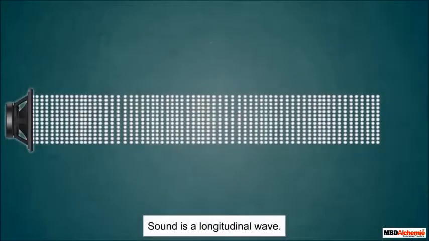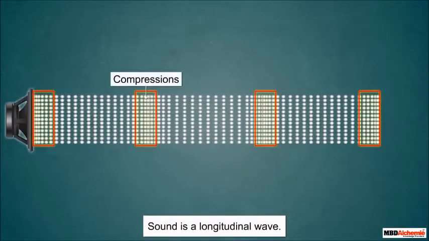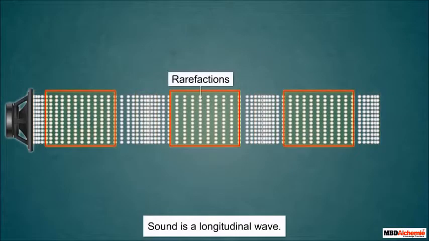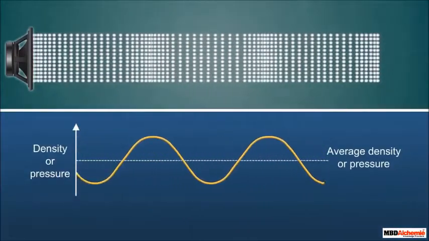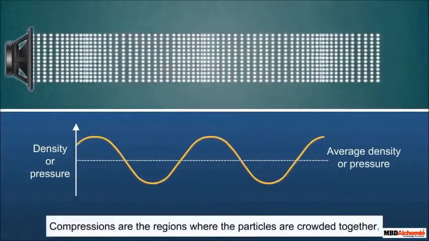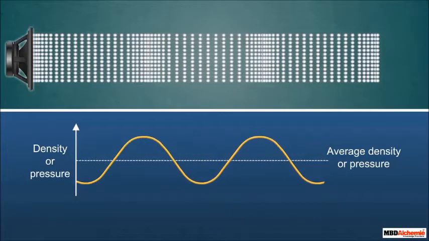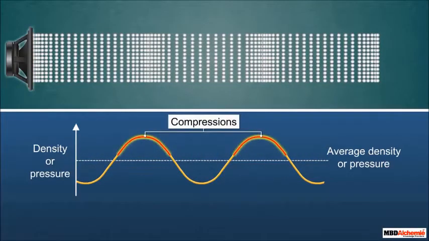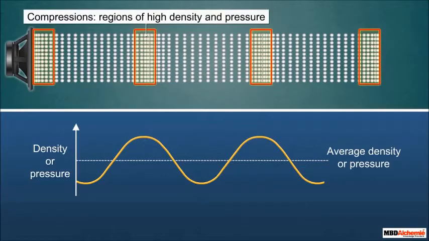We know that sound is a longitudinal wave, and sound waves move in a medium as a series of compressions and rarefactions. We can also represent sound waves in a density or pressure graph. Compressions, as we know, are the regions where the particles are crowded together. These regions are represented by the upper portion of the curve. The peak represents the region of maximum compression. Thus, compressions are the regions where the density as well as the pressure is high.